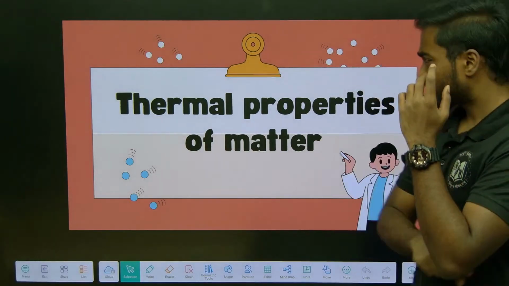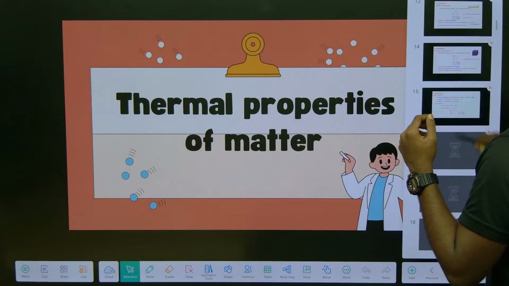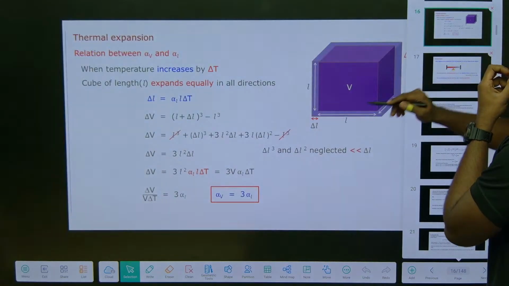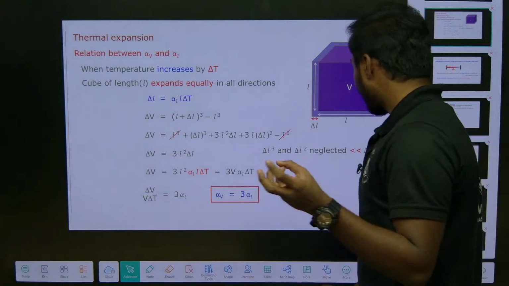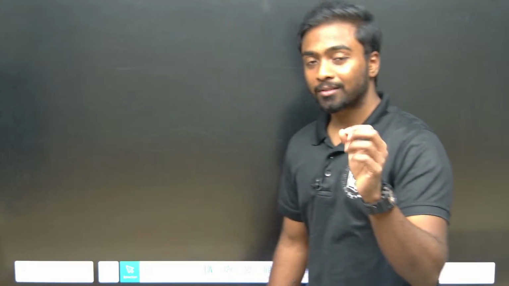So we were in the topic of thermal expansion. We were discussing linear expansion, areal expansion and volume expansion. Let us see once again what the three things are, and then we will go for the next topic, right?